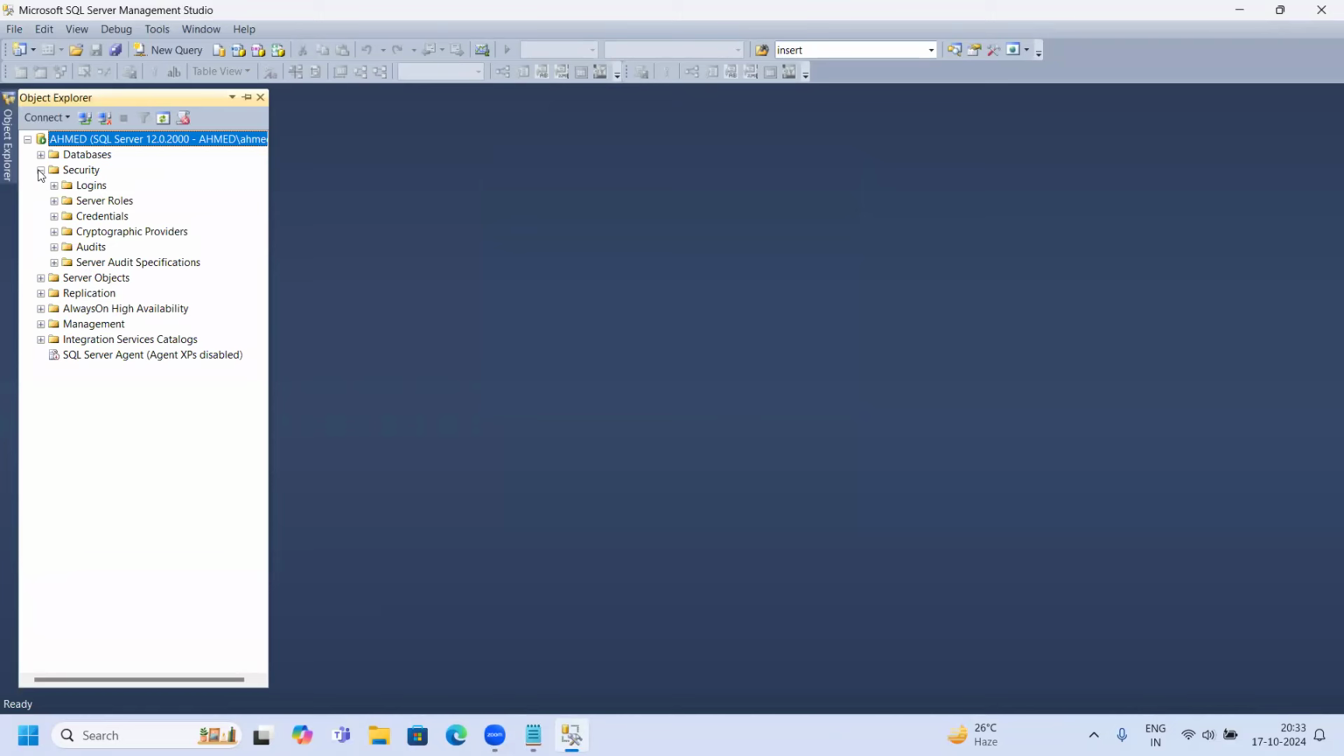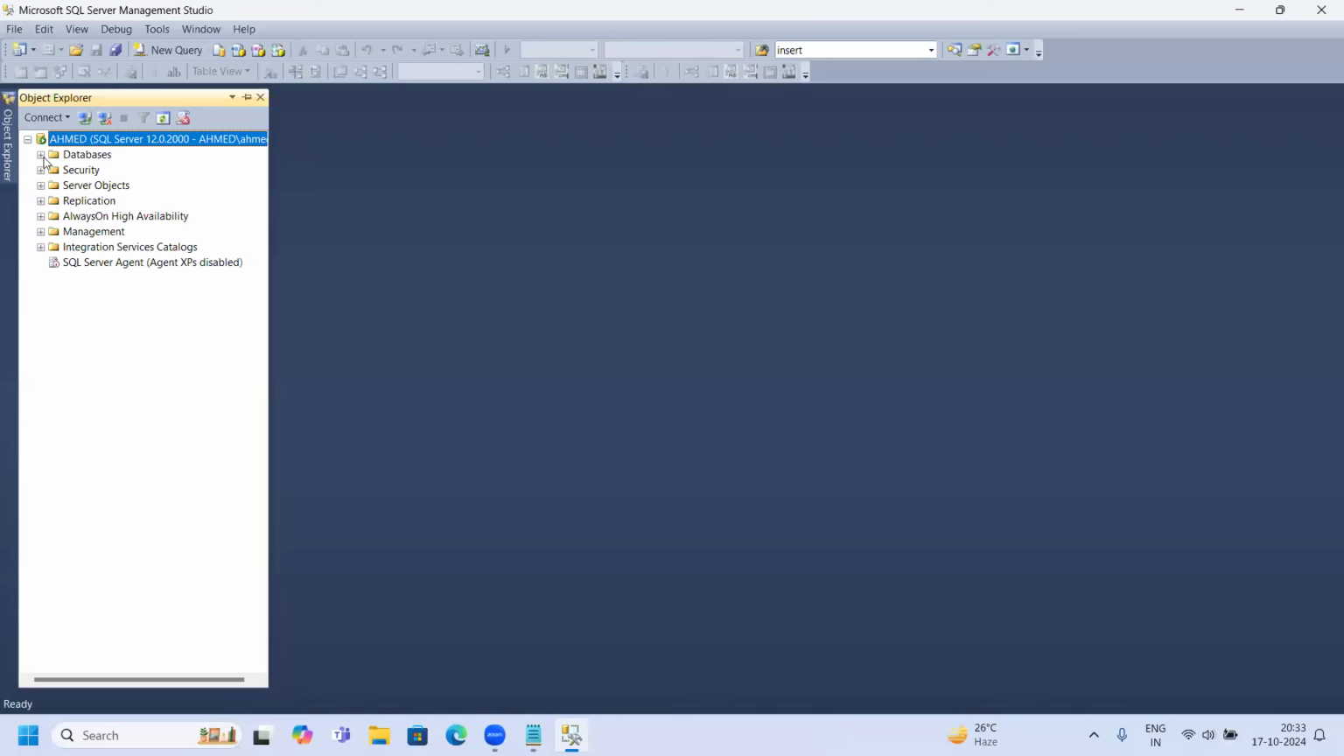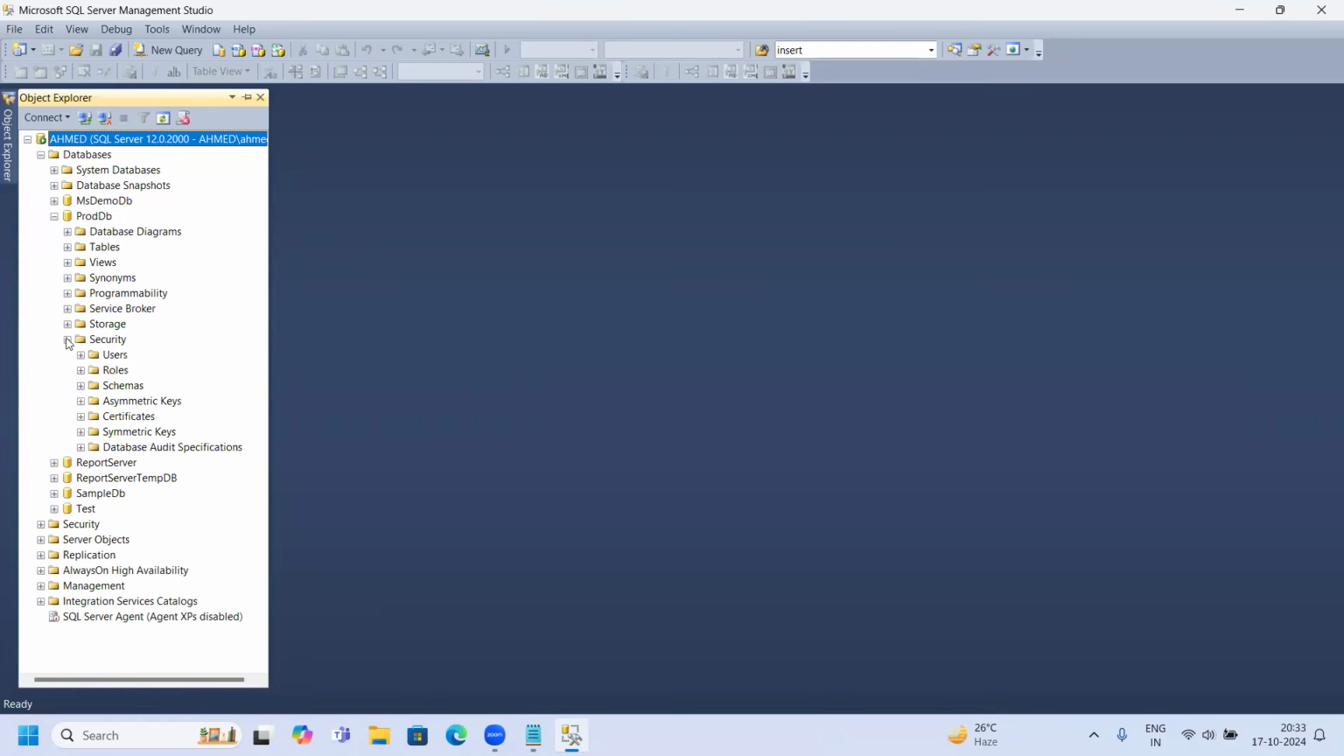Security, logins, server roles, credentials, auditing, server auditing, all these are part of security only. And logins here, you can see, all these are logins. And this is server level security. Database level security you also have. Some database you select, prod DB. Security. Here are users, roles, schemas, certificates, database auditing.